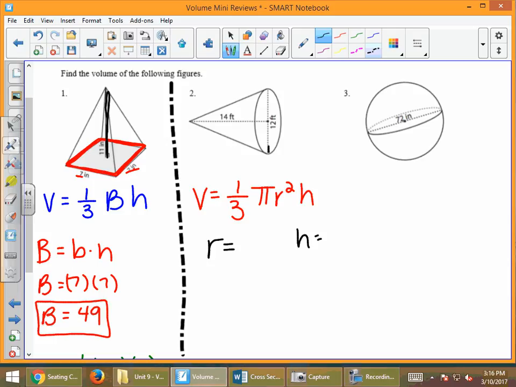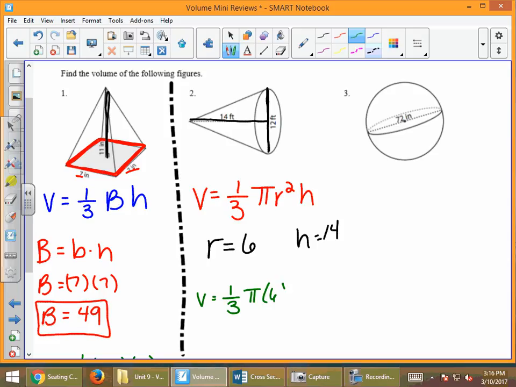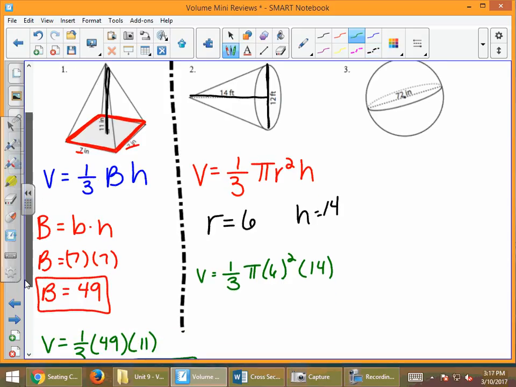In this instance, we were given the diameter because it goes all the way across the circle. Cut it in half to get the radius. 12 divided by 2 is 6. The height, again, is the part that goes all the way through. So in this case, our height is 14. Plug in your pieces into the formula. And plug everything in your calculator but pi. You want to leave it in terms of pi.